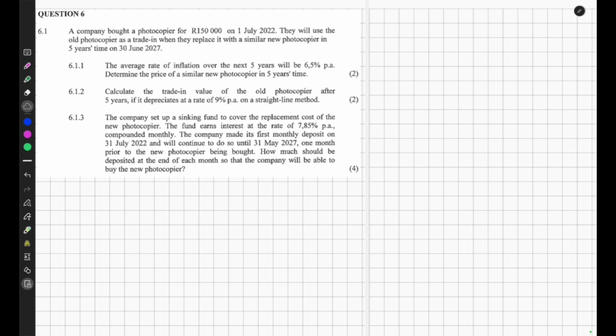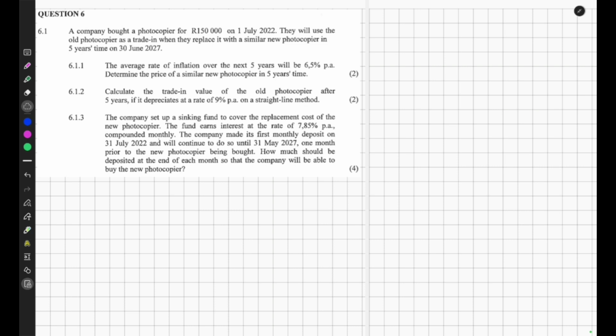A company bought a photocopier for $150,000 on the 1st of July 2022. They will use the old photocopier as a trade-in when they replace it with a similar new photocopier in 5 years' time on 30 June 2027. Okay, that's a mouthful, but they're trying to tell you that you are doing sinking fund. And sinking fund has 4 steps that are always the same. Luckily in this case, they guide you through the 4 steps, so even if you didn't study sinking funds, you will still be able to get full marks for this question.